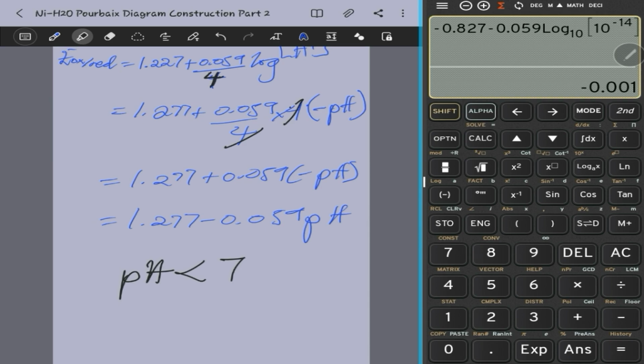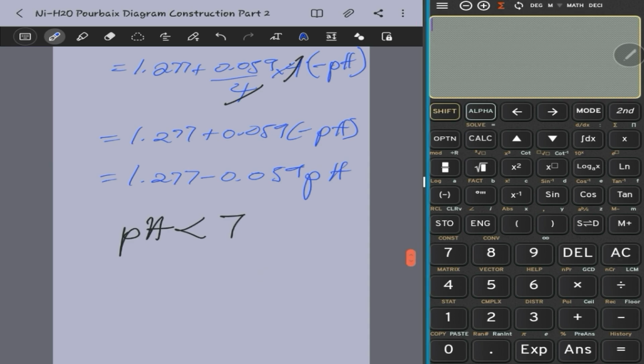But then we will have to find an intersection. Another thing we know is the least value that we can get for this particular one is when pH is 0. So we need to get 2 points, and that's 1 point we have. 1.277 minus 0.059, and the lowest value we can put there for pH is 0. So when we put 0 in, we get 1.277.